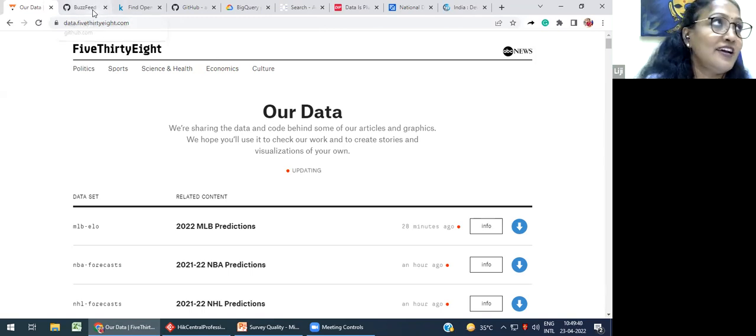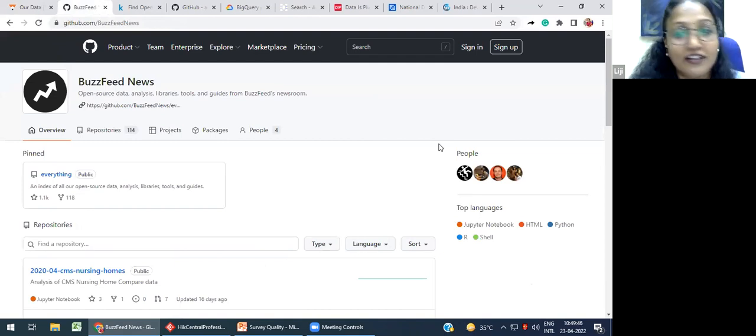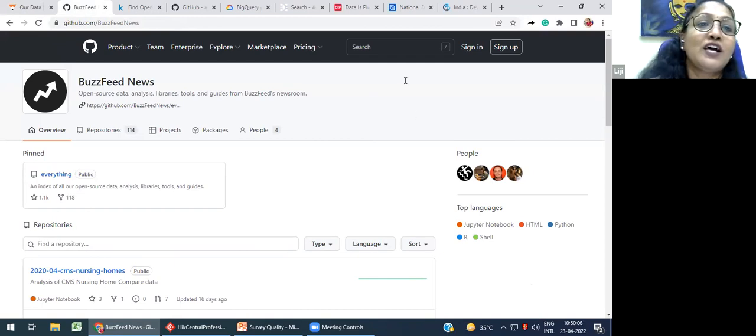Another one is BuzzFeed News. Any news in the world that they make public, you can see if you go to github.com. This is a very authentic data field used all over the world, and it is accepted by all the surveyors. This is called BuzzFeed News.